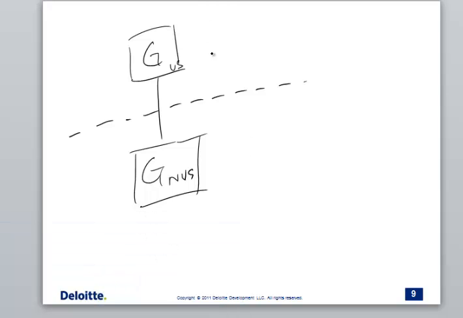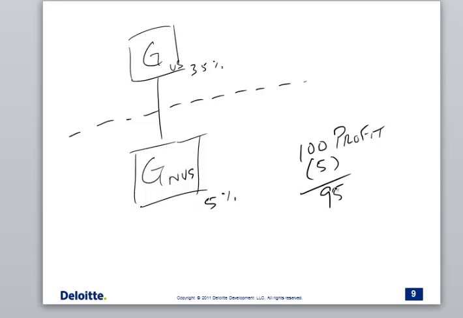Okay. So let's assume that the tax rate in GNUS is 5%, and the tax rate in GUS is 35%. You don't have to graduate from college to know you want all your profits in GNUS, right? So let's say that there's 100 of profit here, and we pay 5 of tax. We have $95 left over.